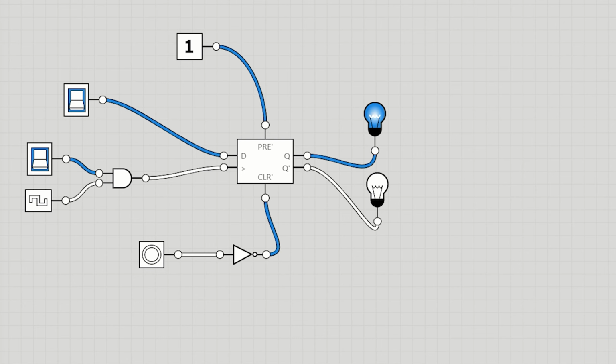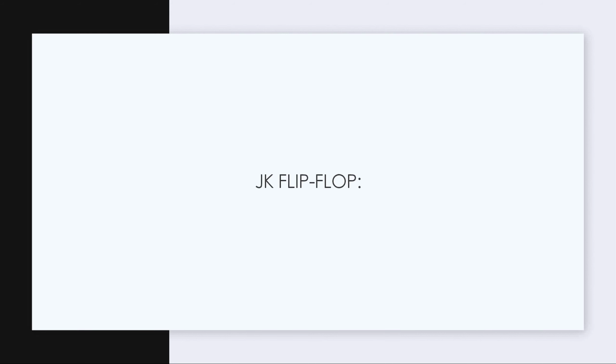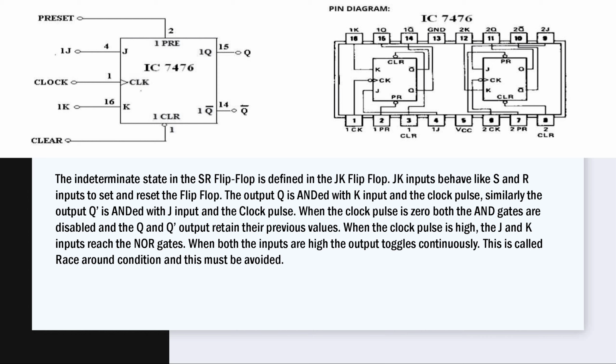Now we'll see about the JK flip-flop. The indeterminate state in the SR flip-flop is defined in the JK flip-flop. The JK inputs behave like S and R inputs to set and reset the flip-flop. The output Q is ANDed with the K input and the clock pulse. Similarly, the output Q dash is ANDed with the J input and the clock pulse.